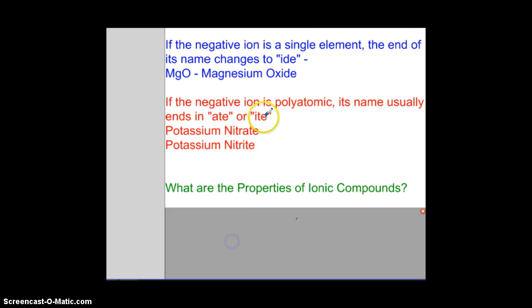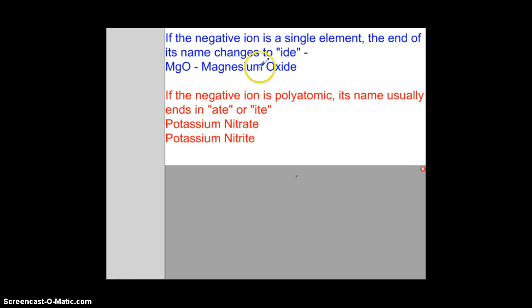Okay. Hopefully you've been noticing that if there's an ending of I, the last second word always is a little bit different. If it ends in IDE, this is talking about a single element. You will use your periodic table if it ever ends in IDE. Like oxide stands for oxygen, so use your periodic table. If, on the other hand, it ends in ate or ite, for example potassium nitrate or potassium nitrite, these are examples of polyatomic ions.